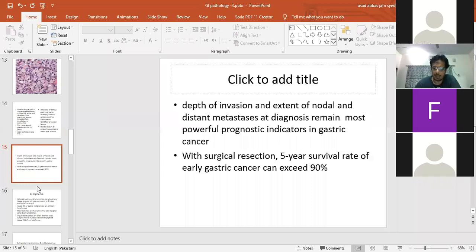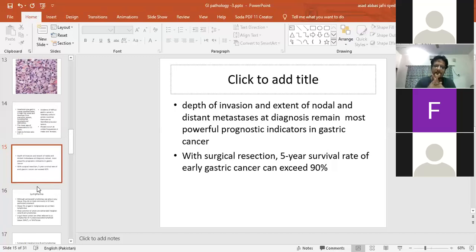Depth of invasion, extent of nodal and intestinal metastasis, and diagnosis remain the most powerful indicators in gastric cancer. With surgical resection, the 5-year survival rate of early gastric cancer can exceed 90%. But unfortunately, in most parts, the 5-year survival is poor because the presentation is late, or we pick up the disease late.